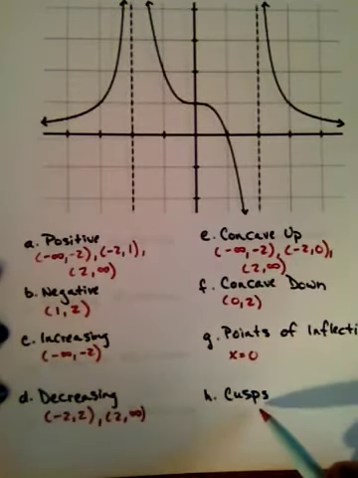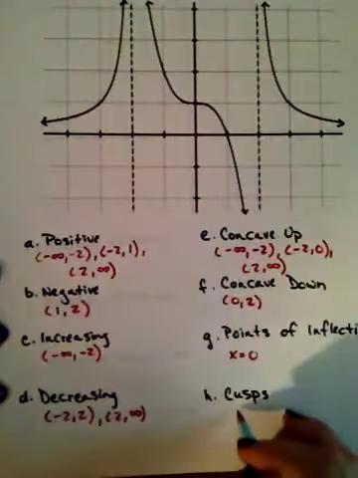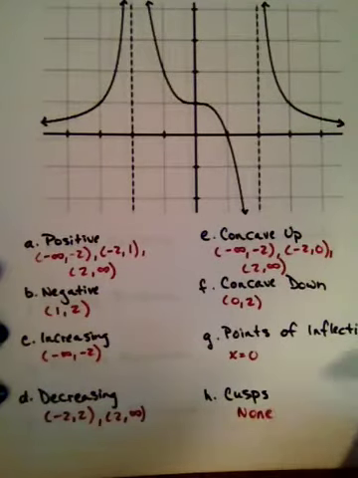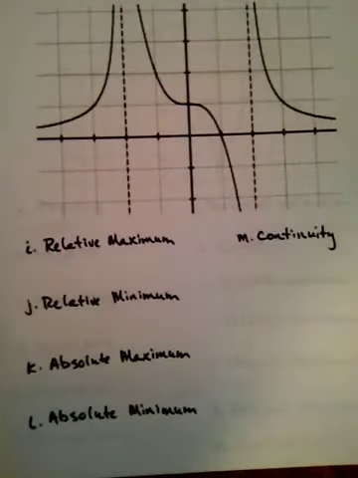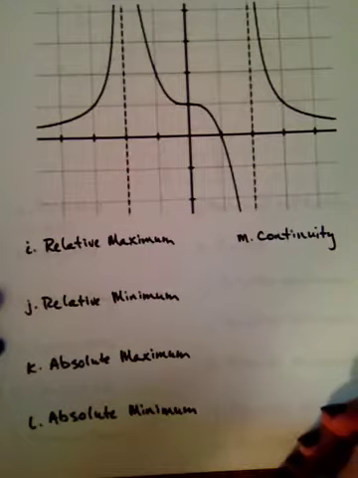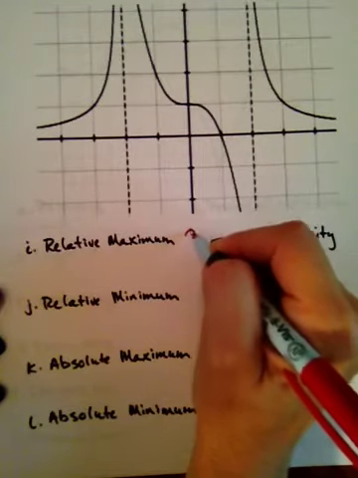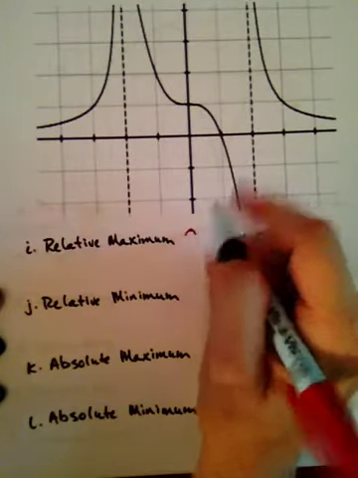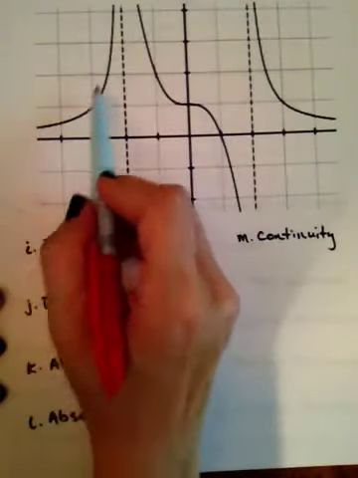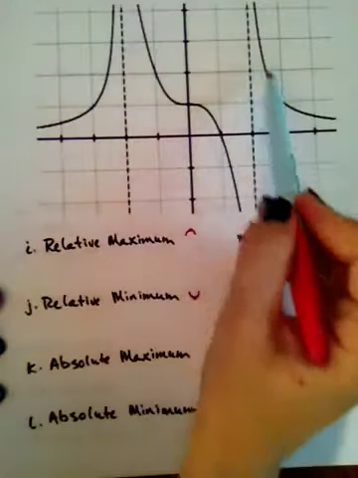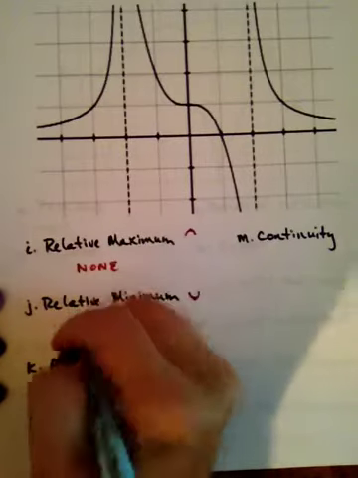For cusps, we're looking for sharp turns on the graphs, and everything here is nice and smooth, so we have no cusps. The next attributes we're going to look for are extrema: relative maxes, relative mins, absolute maxes, absolute mins. So a relative max, remember, is a high point in an area. It has to have graph existing on both sides of the point. A relative min, a low point in an area. So if you're going along and looking at these, we have no relative maxes and mins, and that's okay. The graph doesn't have to have any. So we have none and none.